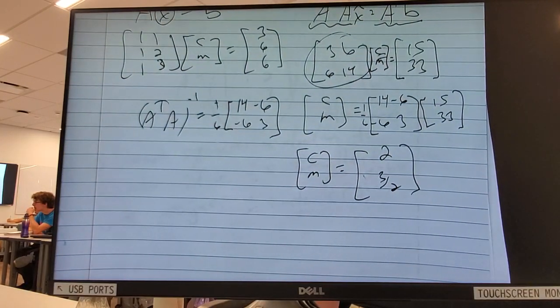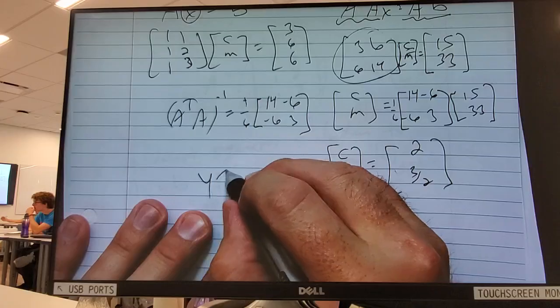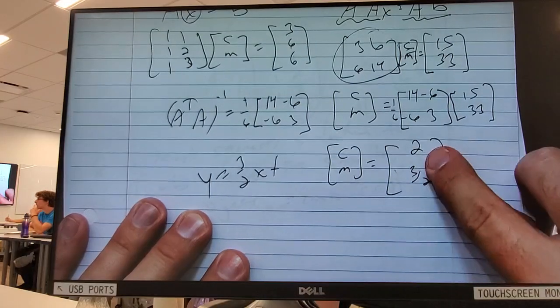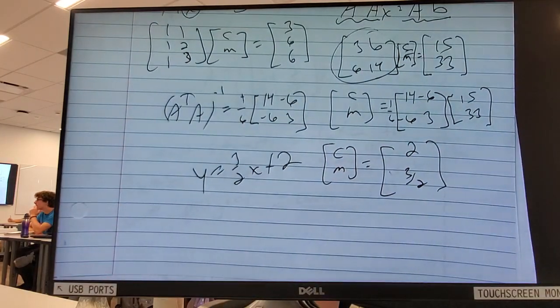Somebody remind me what m was. I specifically named it that because that's the slope. So the line 3/2 x plus 2 is the line that will get the closest to all three data points. I could have done that same thing with a larger A matrix, and tried to get the best fitting quadratic, best fitting parabola.